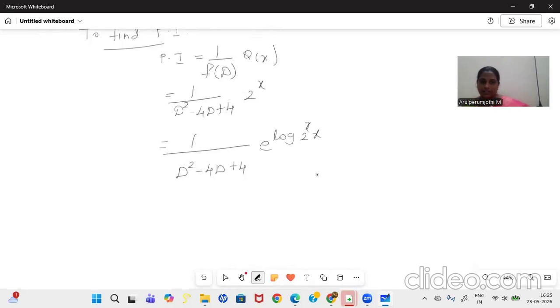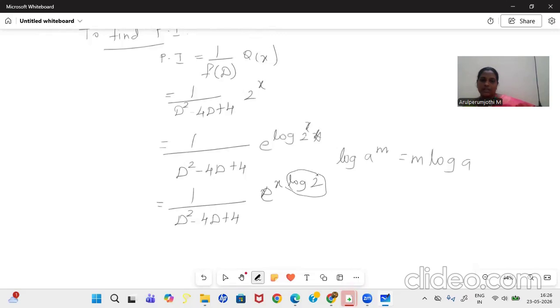2 power x. So what is log a power m? This can be written as m log a. So this is a log property. So 1 divided by d square minus 4d plus 4 can be written as e power x into log 2. Okay. So now we got the form e power ax.